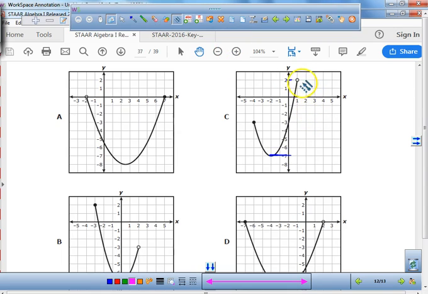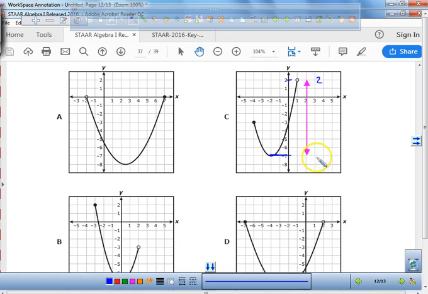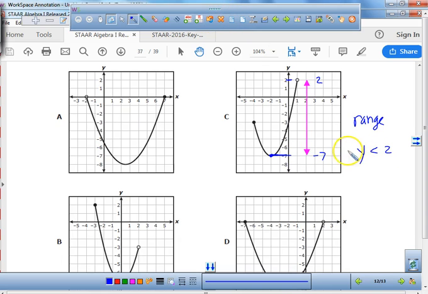The range doesn't deal with the left and right. The range deals with the up and down. So if you interpret it, how high does it get? It gets all the way up to a 2. How low does it get? It gets to a -7, and it's actually touching right there at -7. This would be the answer for y is less than 2, but greater than or equal to -7.